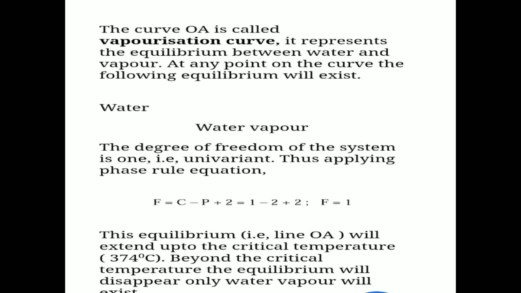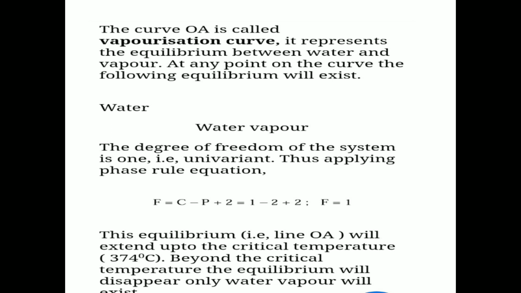It represents the equilibrium between water and vapor. At any point of the curve, the following equilibrium will exist: water equilibrium to water vapor. The degree of freedom of the system is 1, that is univariant. Thus applying the phase rule equation, F is equal to C minus P plus 2, where C is equal to 1, that is component, and P is equal to 2, that is minus 2 plus 2. Minus 2 plus 2 cancel, so F is equal to 1, that is univariant.